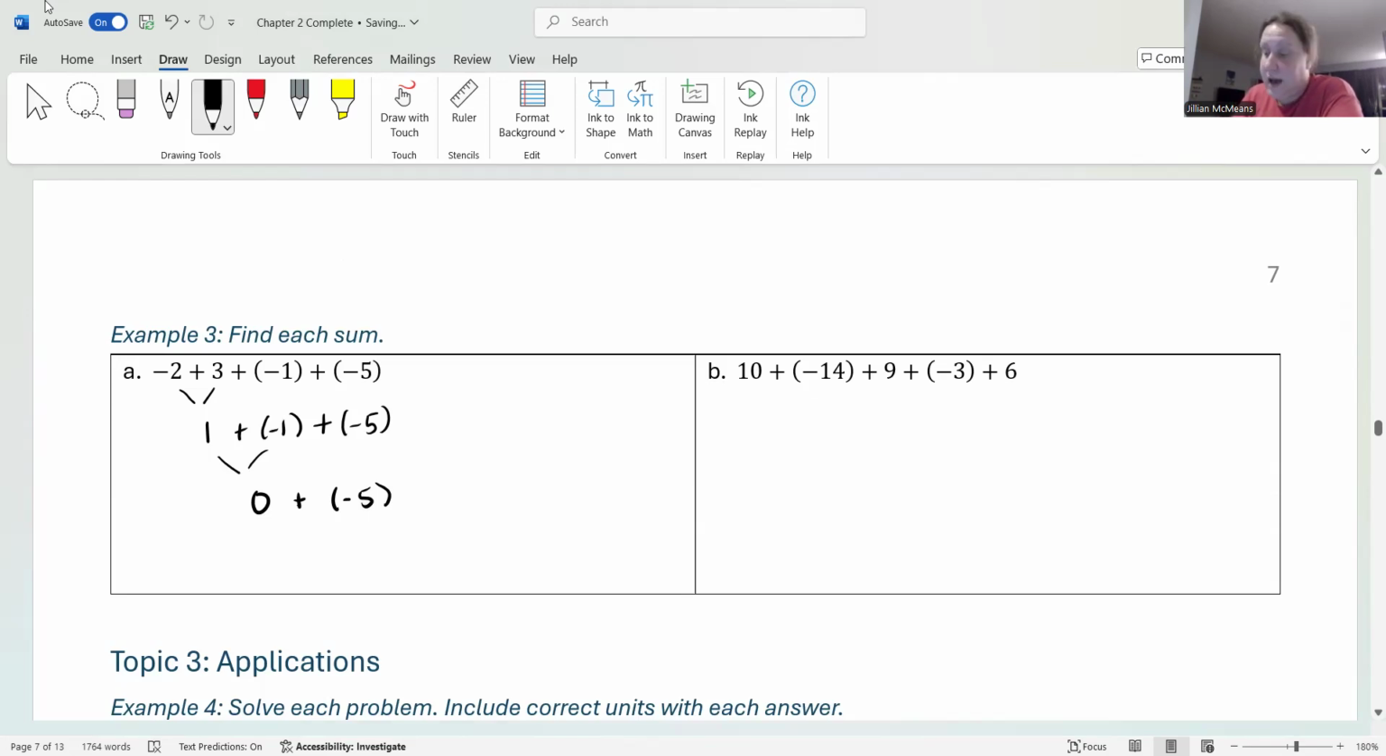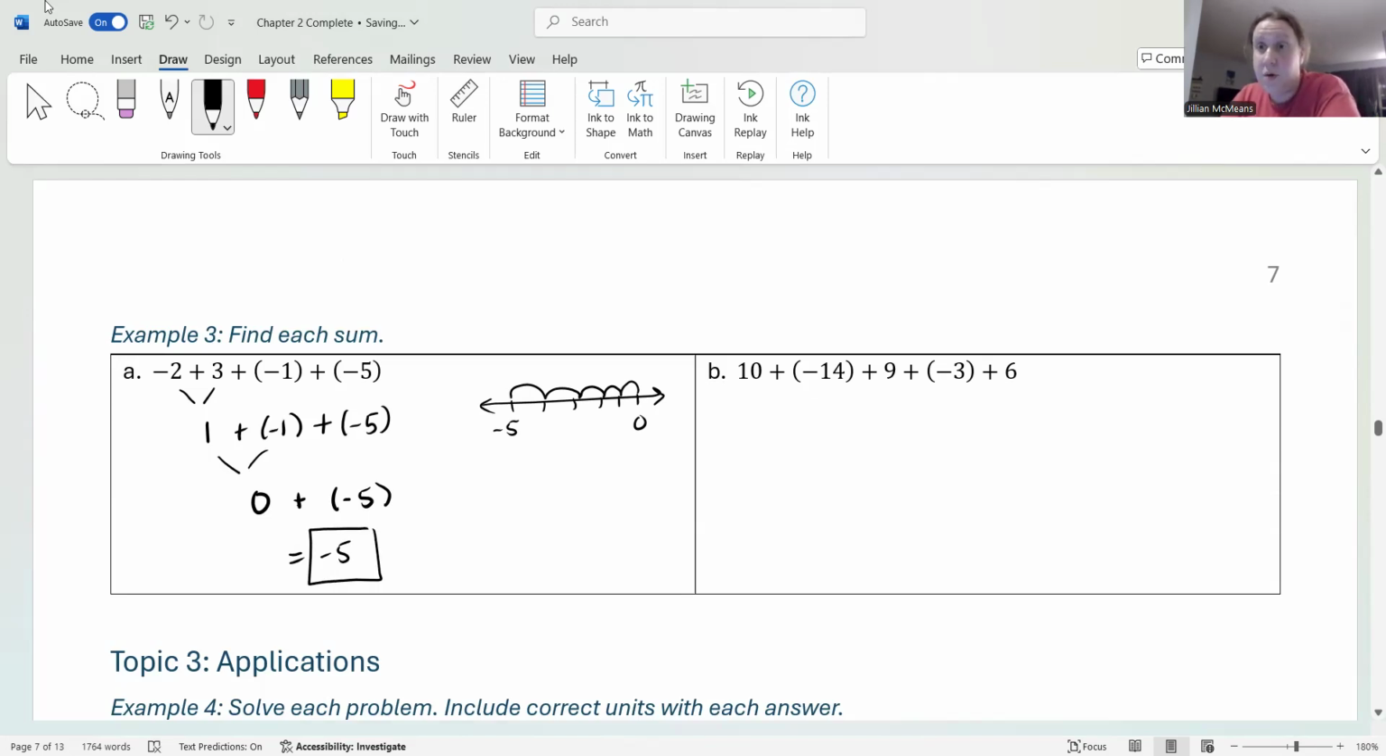And you can kind of envision that, like if you had a number line, we are here at 0. We need to add -5 to it. So that tells me to move to the left. So 1, 2, 3, 4, -5. So we would end up getting -5 as our final sum.